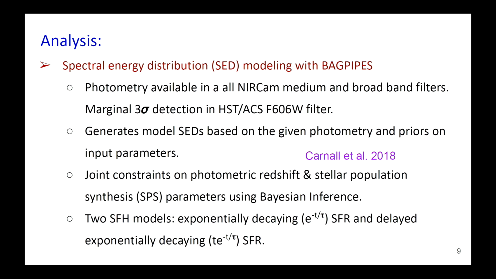We are using two types of star formation histories here. One is exponentially decaying SFR, and one is delayed exponential, which is more physically motivated, which means that star formation rises in the beginning and at later times it falls exponentially.